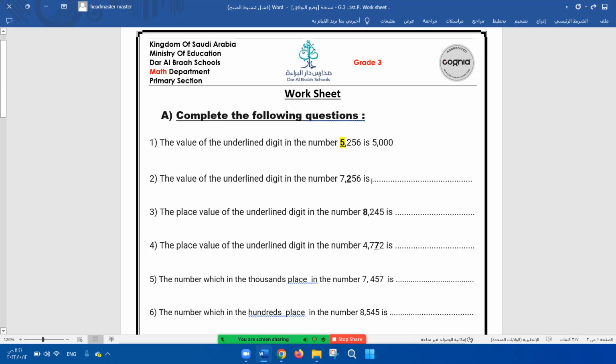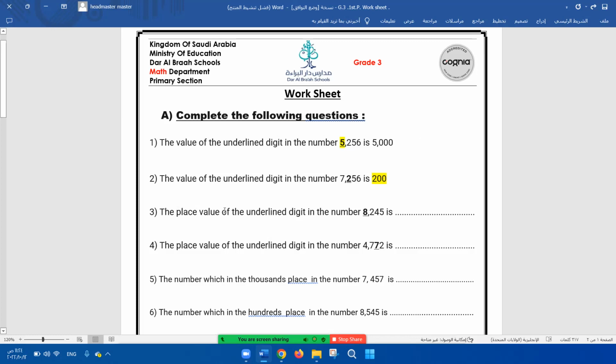Question 2, the value of the underlined digit here, it's 2, the value of 2 in hundreds, you know. In which place? Ones, tens, hundreds? Yes, it's in hundreds. The value of 2 here, it's 200. Like that.